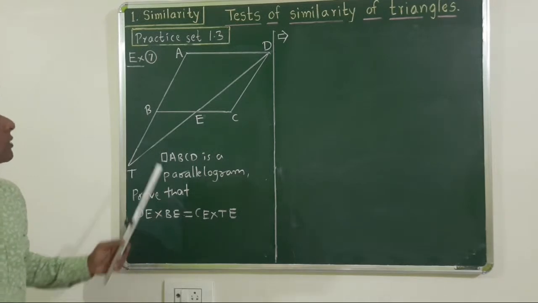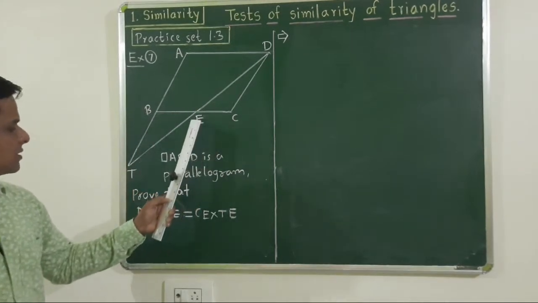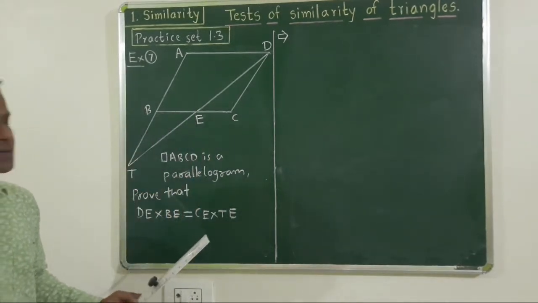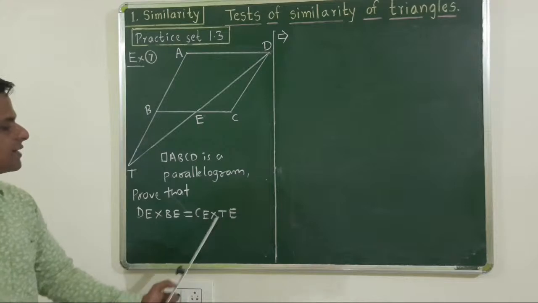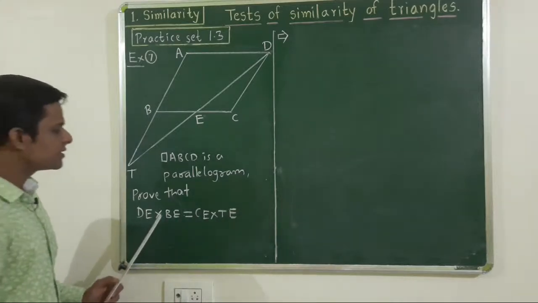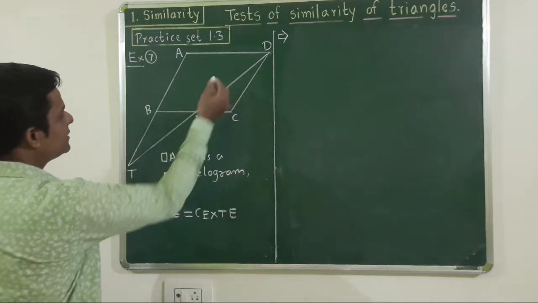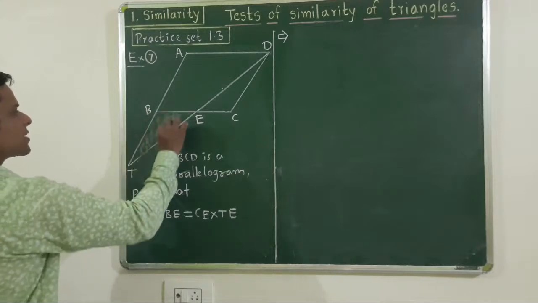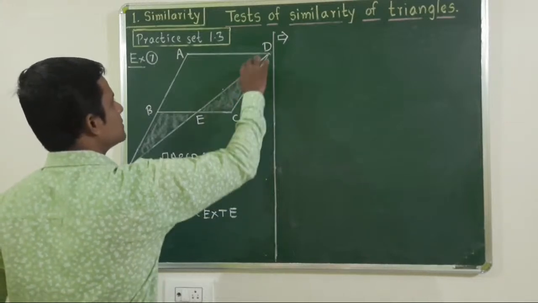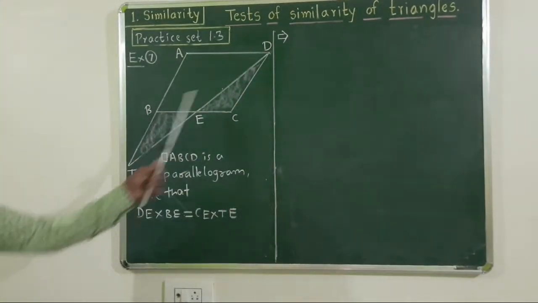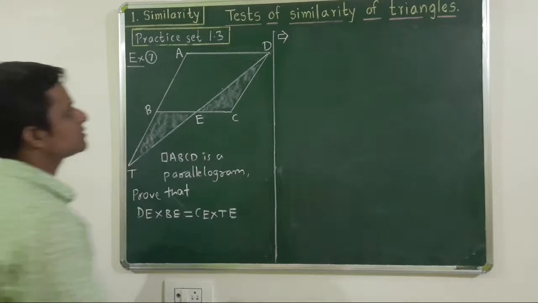Now we have to prove DE into BE is equal to CE into TE. Now find out the triangles containing all these four sides. First step is to find out triangles containing all these four sides. Means triangle containing BE, DE, CE and TE, and these are these two triangles. Now the first step is to prove these two triangles similar. We'll start with this triangle and then this triangle.